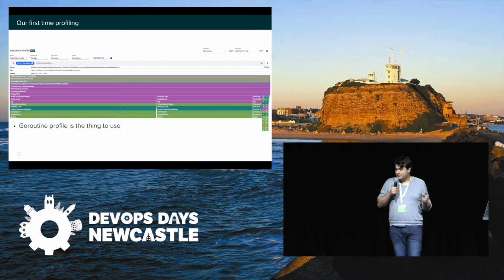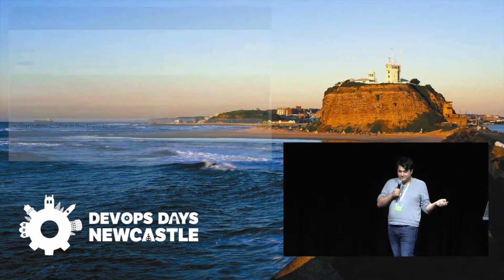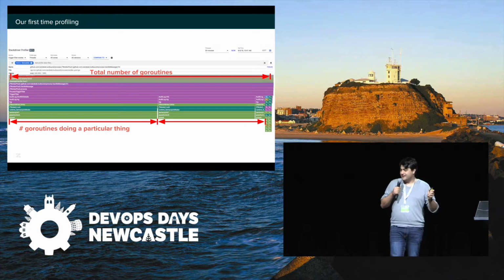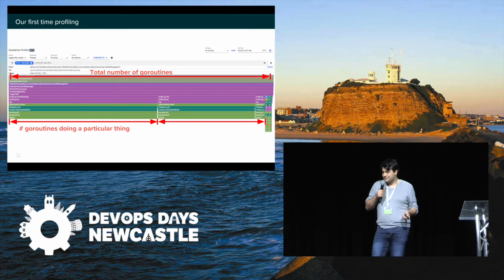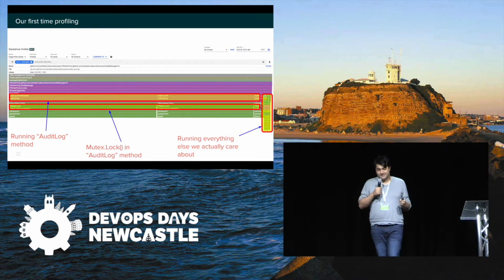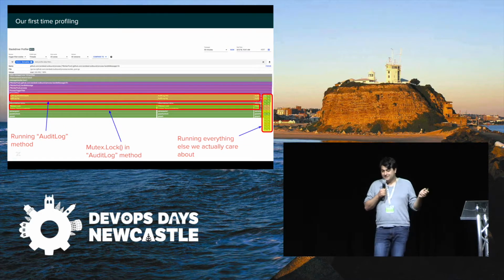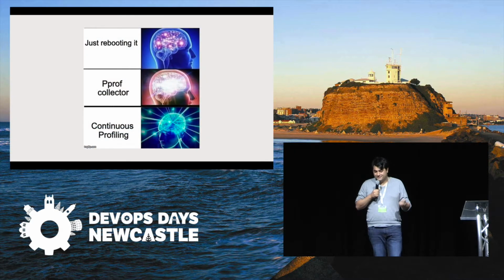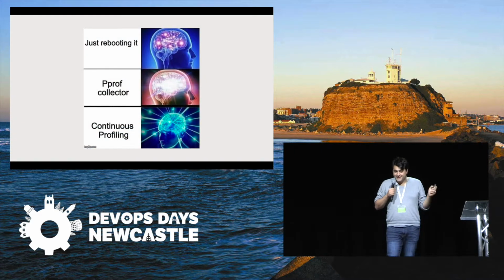I'll give you the 30-second version of how to read this. What we want to know is what the threads in our application are doing. So the top represents the total number of threads in our program, and the bits at the bottom represent the number of threads in our program that are doing that particular thing. So in our case, when we looked at this for 5 minutes, it became really obvious that 90% of our threads were doing pointless rubbish like audit logging, and 10% of the threads were actually doing the work we wanted them to be doing. So obviously we fixed that, and it was really easy.